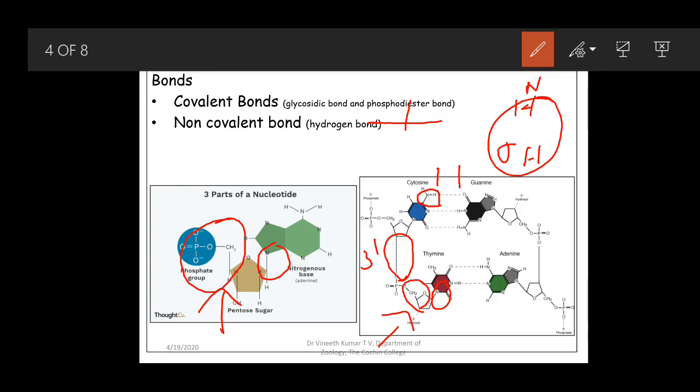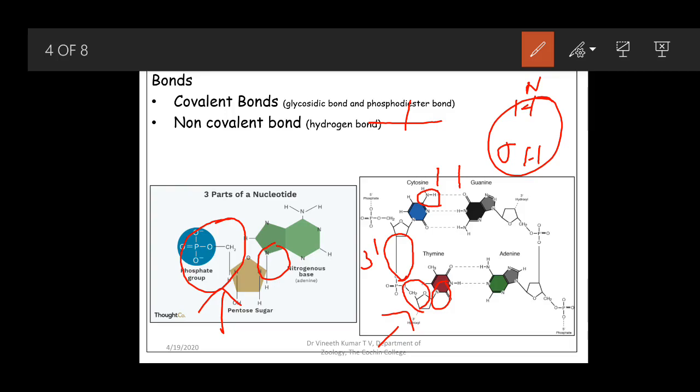It can be oxygen and nitrogen. Mostly it will be oxygen or nitrogen in the case of DNA. So it is between an oxygen or a nitrogen and a hydrogen, and that hydrogen will be bonded to another electronegative atom. In any case you can see the same thing in the hydrogen bond.